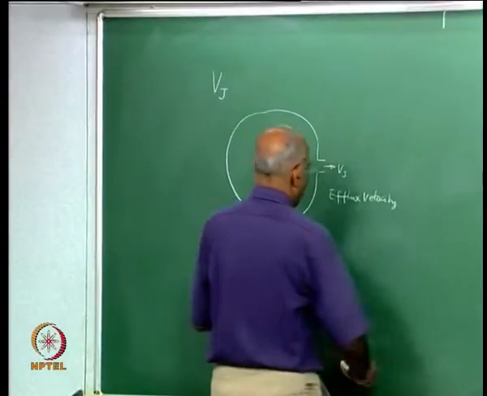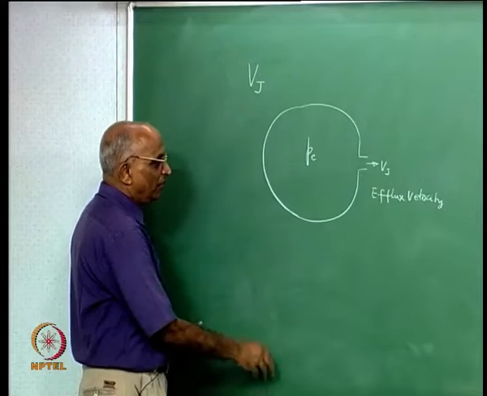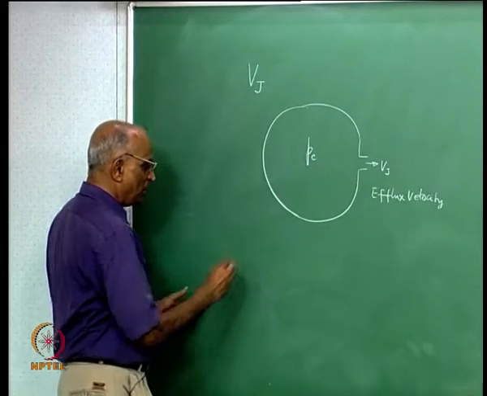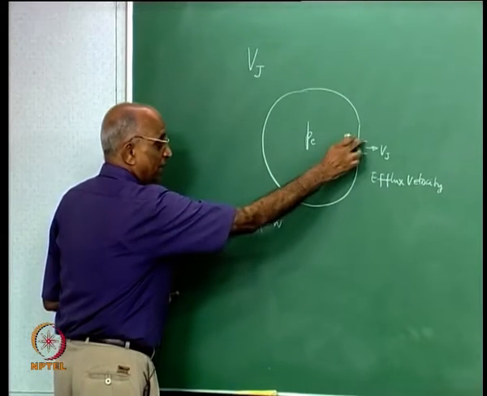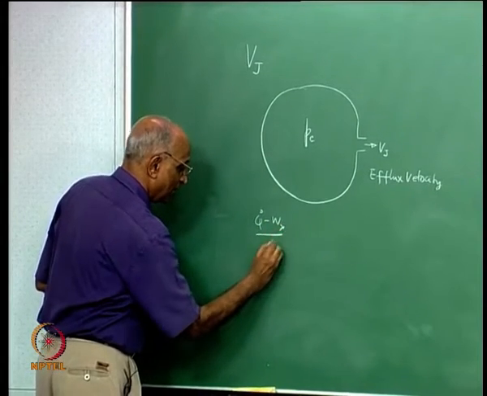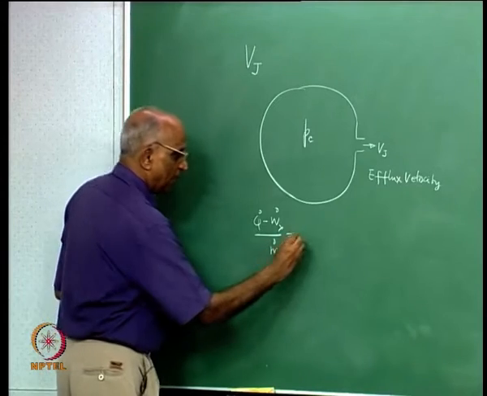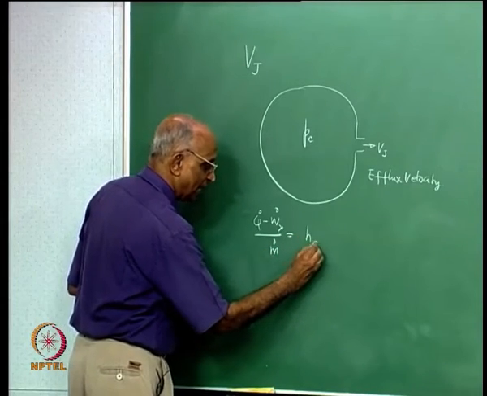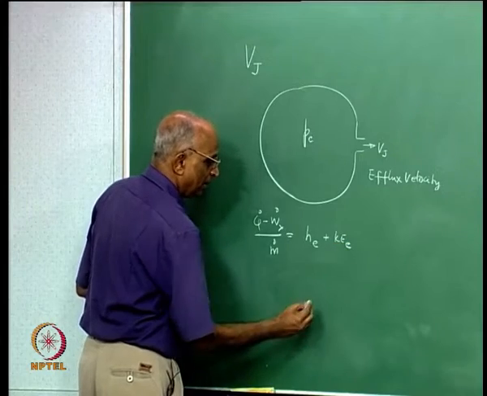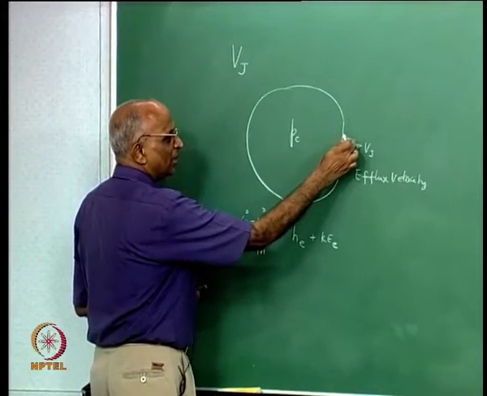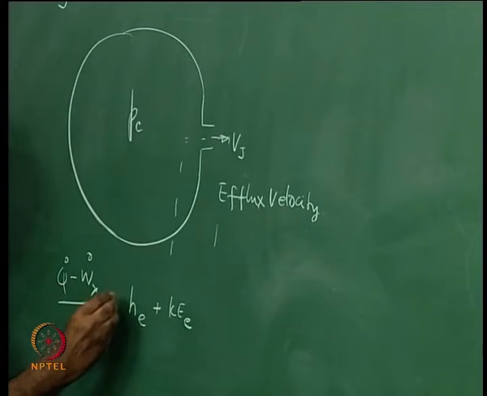Having said that, let us get back to our problem. We want to find the Vj. We derived the equation for a control volume. We said q dot minus the work done by the particular vent, let us say Wx, divided by m dot is equal to the enthalpy which is leaving, let us say He, plus the kinetic energy which is leaving. We told ourselves that the change in potential energy between this and this, if the datum is about the same, is the same. Therefore, I can forget it.